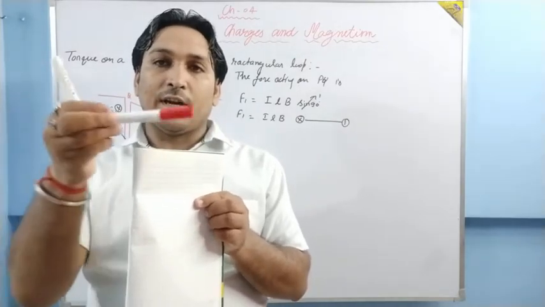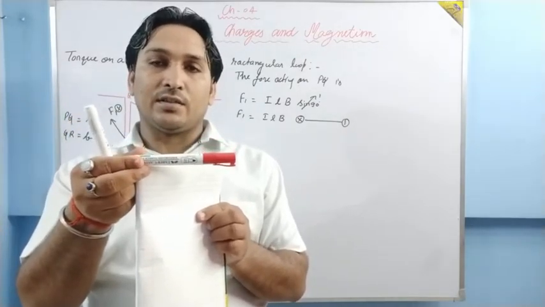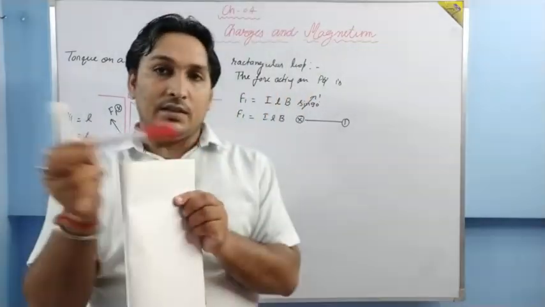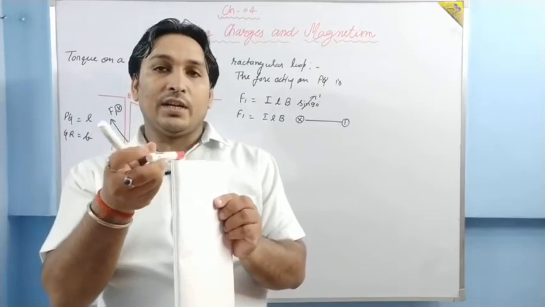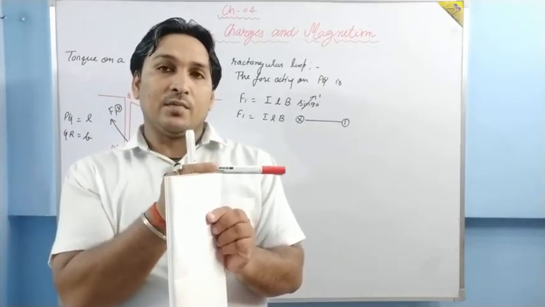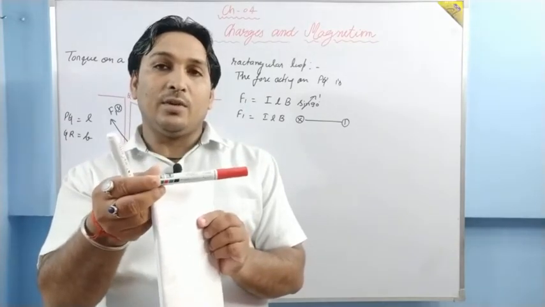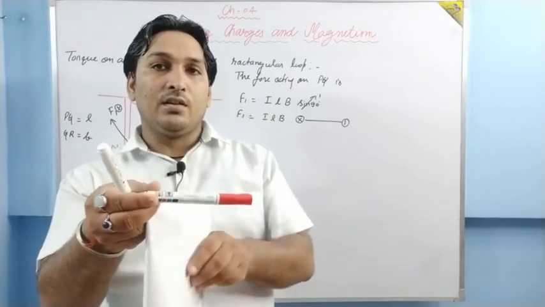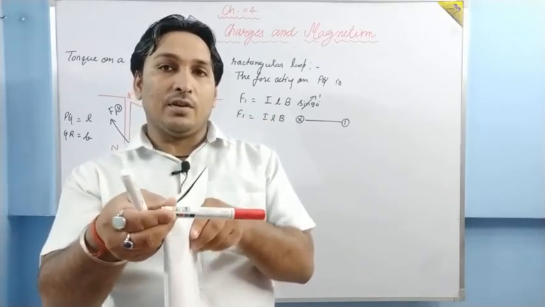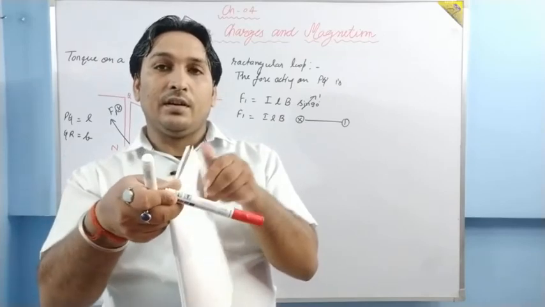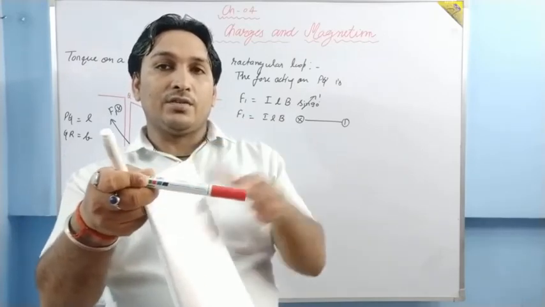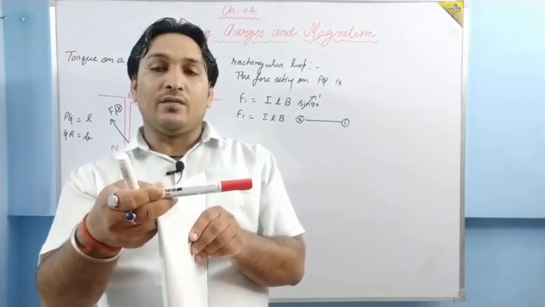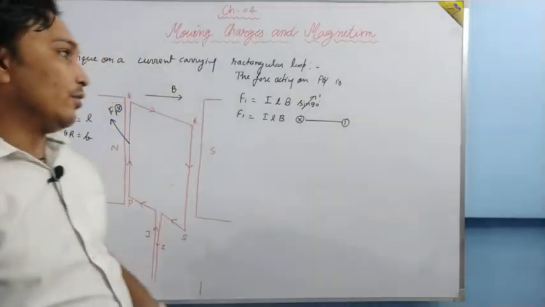And what is the direction of magnetic field? Direction of magnetic field is straight like this. Are you able to understand? The area is tilted. So basically we have an angle between current and magnetic field. Current is going like this, magnetic field is straight, so basically there is an angle between current and the magnetic field, and that very angle we have to find out.